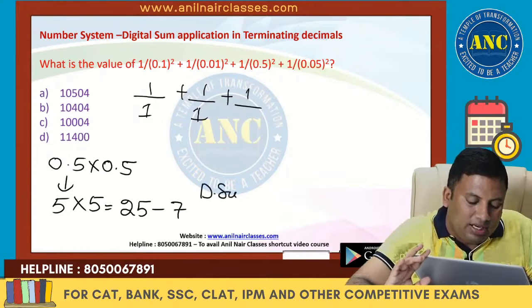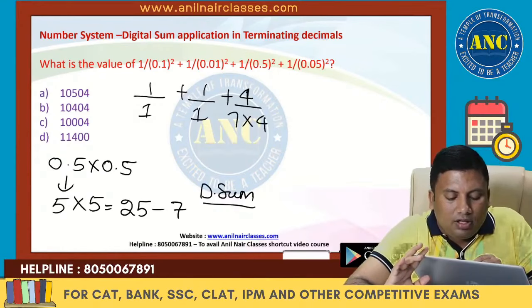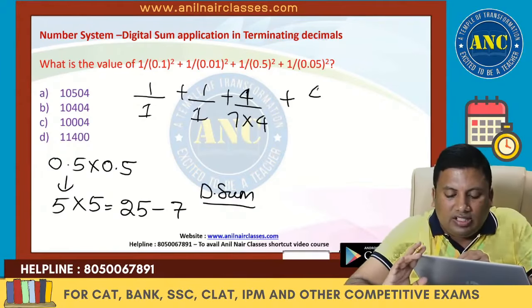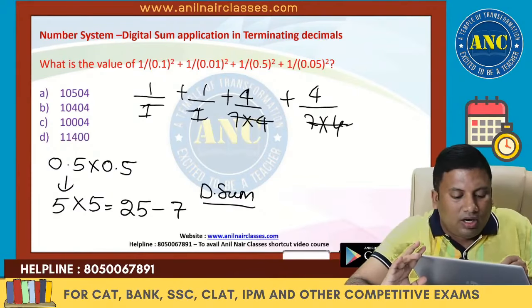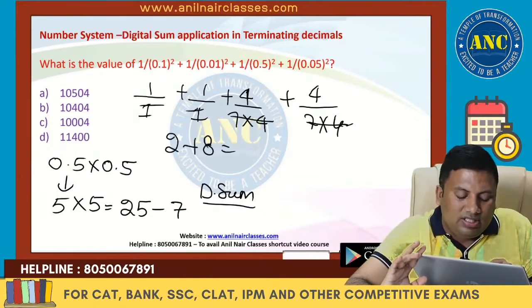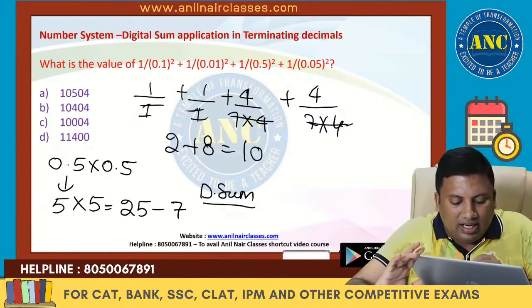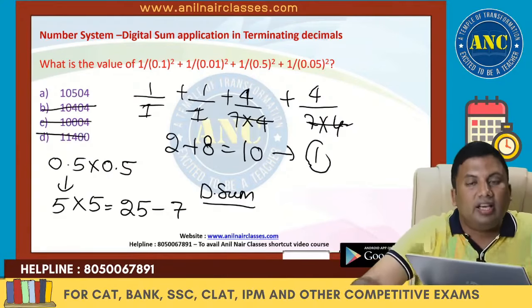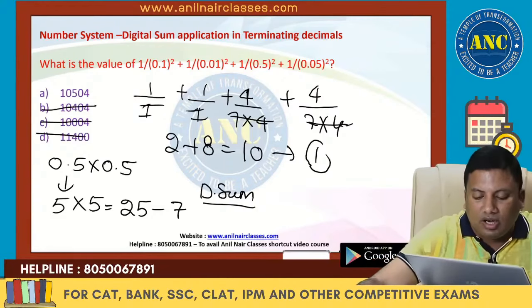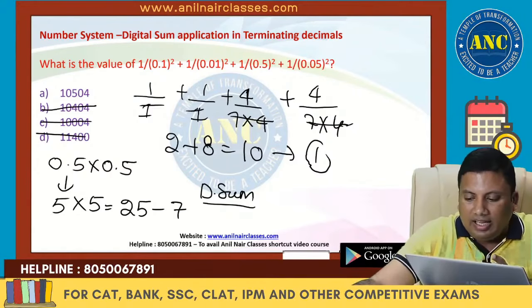If the denominator digital sum is 7, multiply the numerator with 4, that is what we discussed. Here also it is 4, 4 by 7 into 4, these 1, 1, 1. So 2 plus 8, which is nothing but 10. I hope the idea is clear. 10 digital sum is nothing but 1. B, C and D are all out. Answer is 10504. Are you all with me? Answer is 10504. Idea is clear, right?